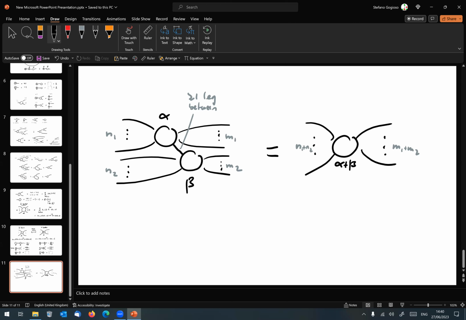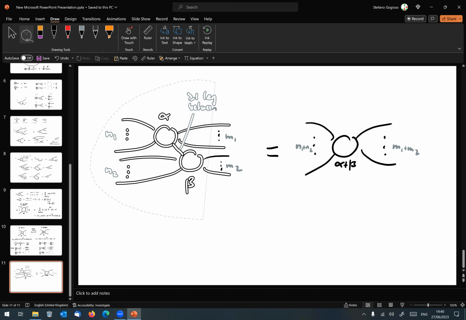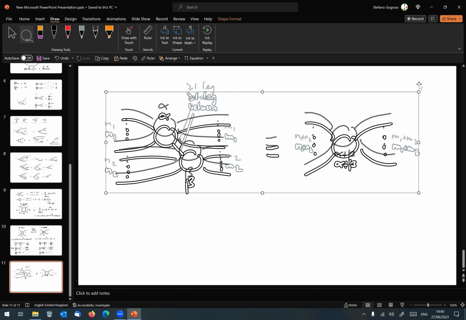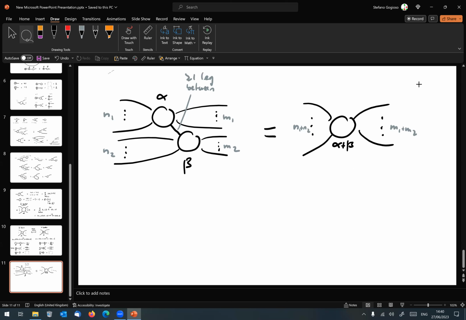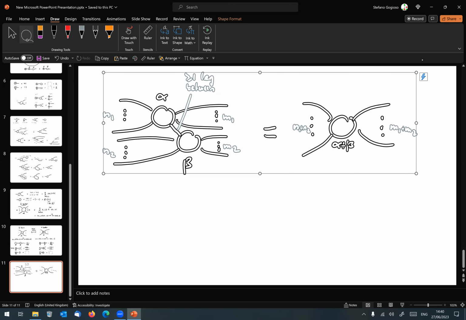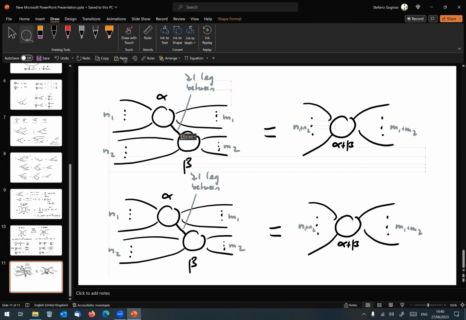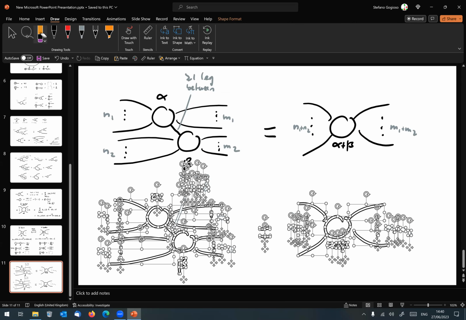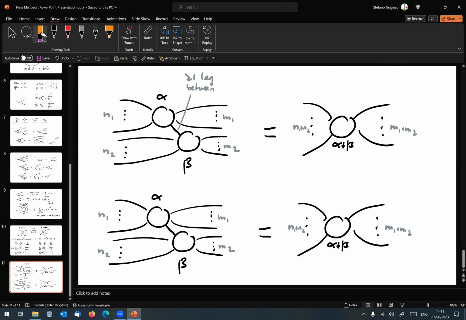You go from 2 spiders to 1 spider. And now you take the same exact picture and you repeat it for the other spider, and you get the same spider rule, but for the X spiders. Maybe I should remove this for now. So I take the same rule, and again, all I have to do is change colors, and I get a new rule. These rules are called fusion. So this is spider fusion.